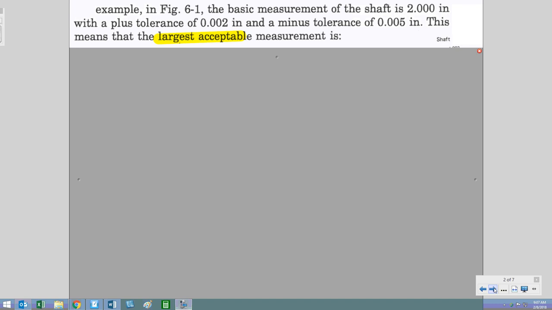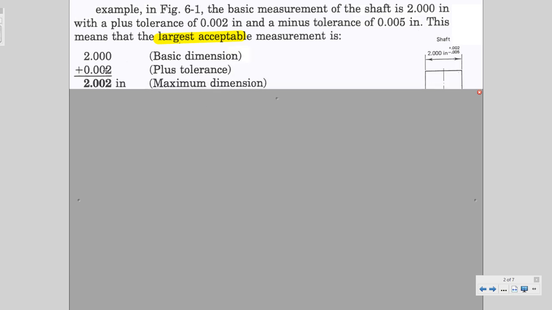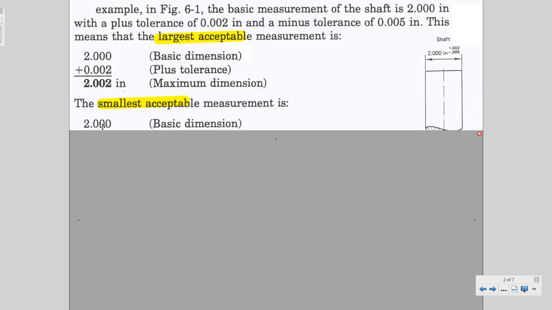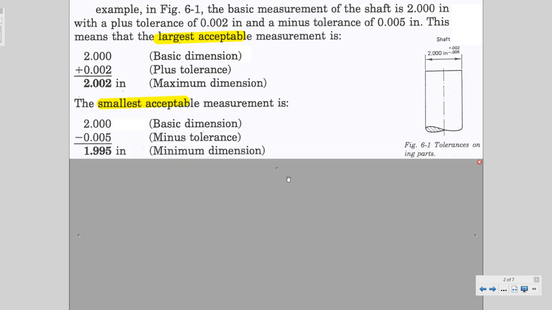You have a shaft of 2 inches with a plus tolerance of 0.002 of an inch and a minus tolerance of 0.005 of an inch. To find the largest acceptable measurement, you take the basic dimension of 2 inches and add the plus tolerance, so you get the maximum dimension. To find the smallest acceptable, you start again with your basic dimension of 2 inches, and then you take your minus tolerance of 0.005 inches, and you subtract because it's going to be a smaller amount.